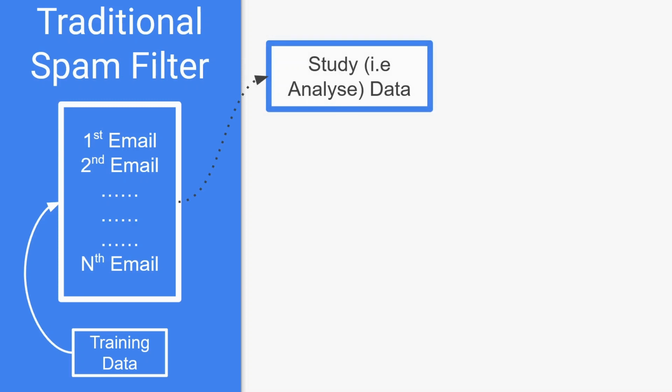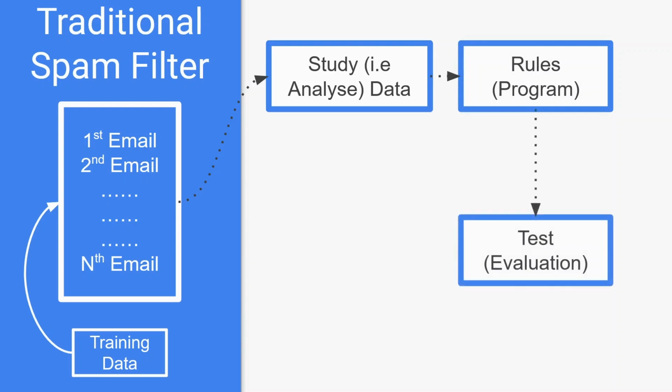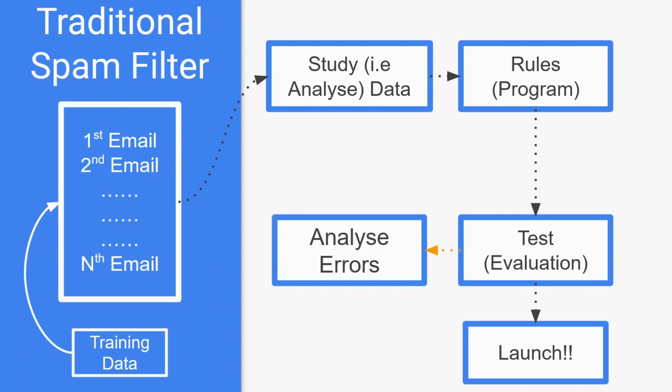Next, you will write a program that can detect the patterns that you have just noticed and flag the emails as spam or ham. You would test your model, and if the model is performing well, you will launch it. If it's not working well, you will have to analyze the errors and fix them. For this, you will again study the data, update the set of rules, and again test the new model.